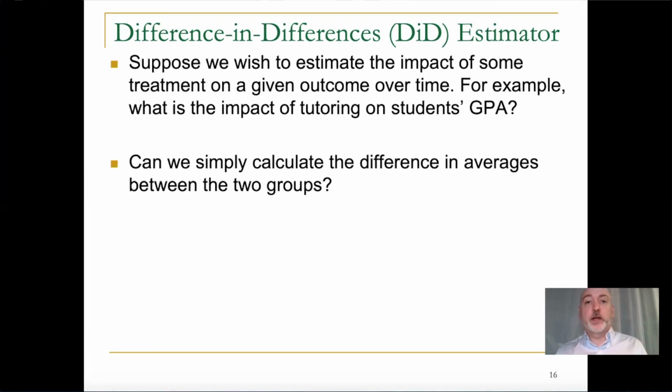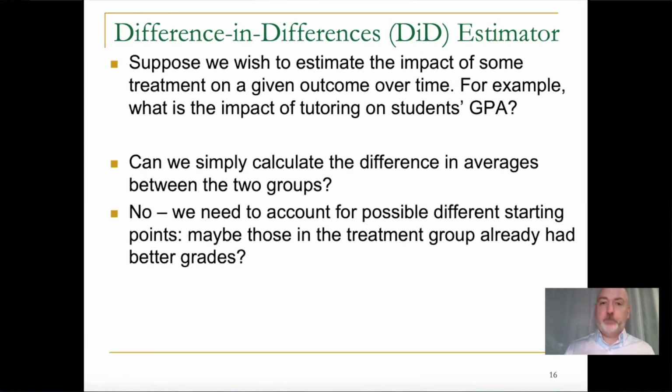The first thing we might think of is to calculate the average GPA of all the people that had access to tutoring relative to the average GPA of all the people that didn't, so the treatment group versus the control group, and the difference between those is the effect of access to tutoring, or the treatment effect. Generally, we're not going to be able to do that, because what if people that took advantage of the tutoring already had better grades? That would be a selection bias scenario.